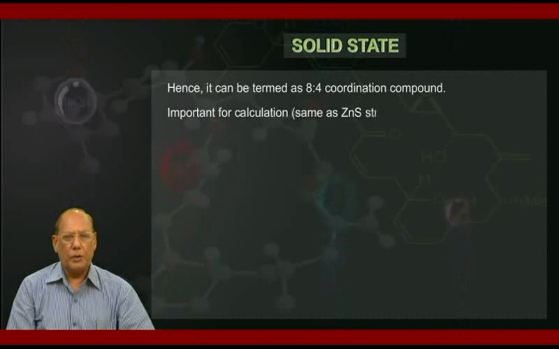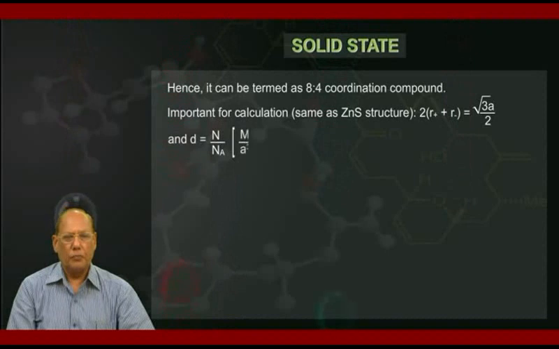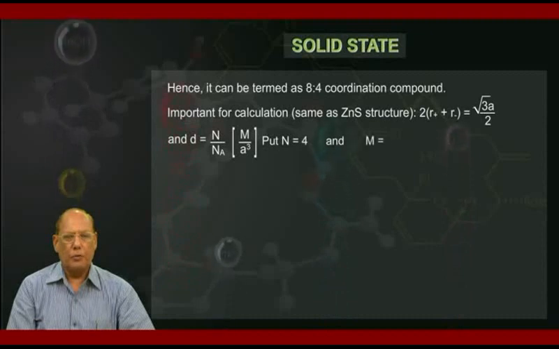Again, the two important things which you should not forget for calculation, they are 2 times r plus plus r minus is equal to root 3 a upon 2, and density d is equal to n upon Na into M upon a cube. Put n equal to 4 and M means molecular weight of the compound under consideration.